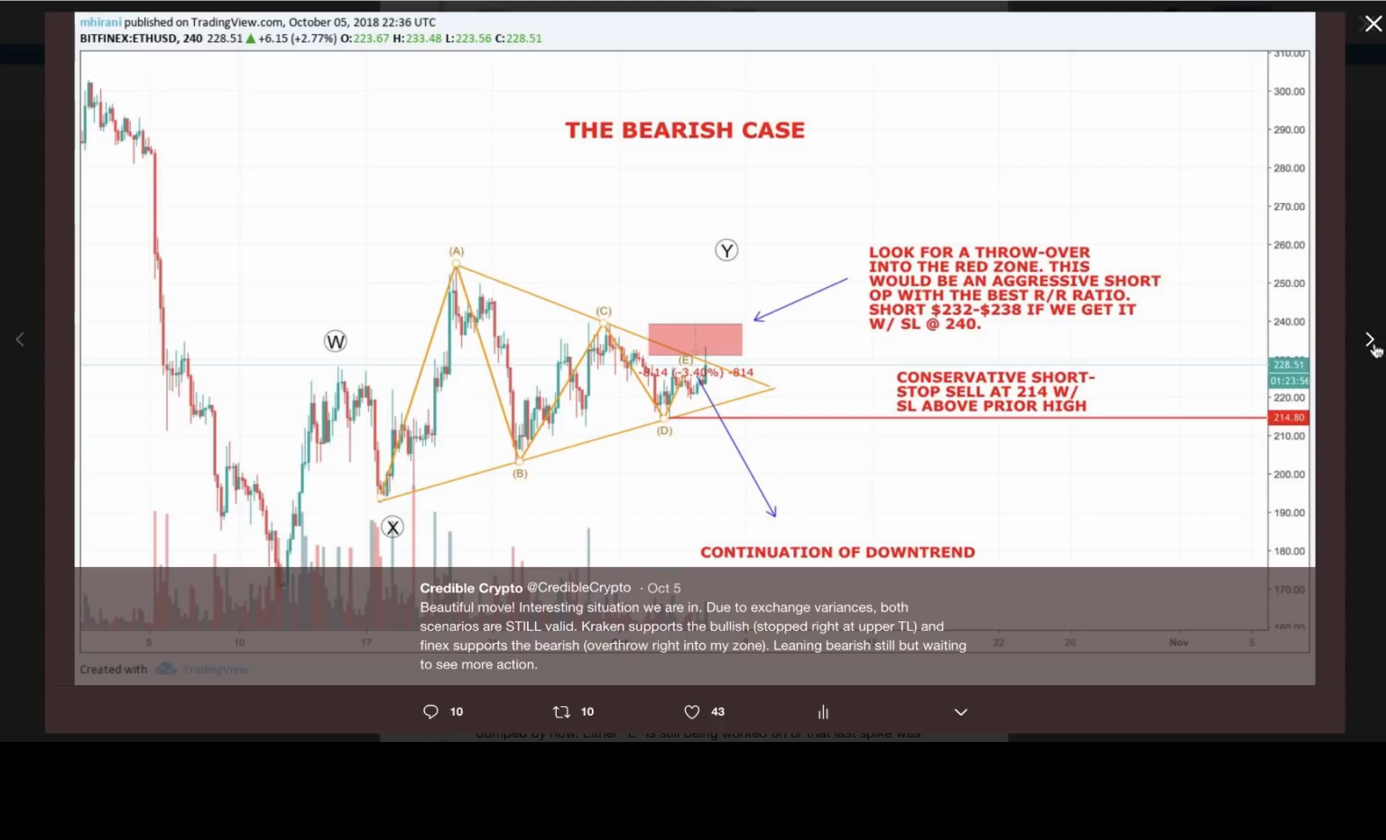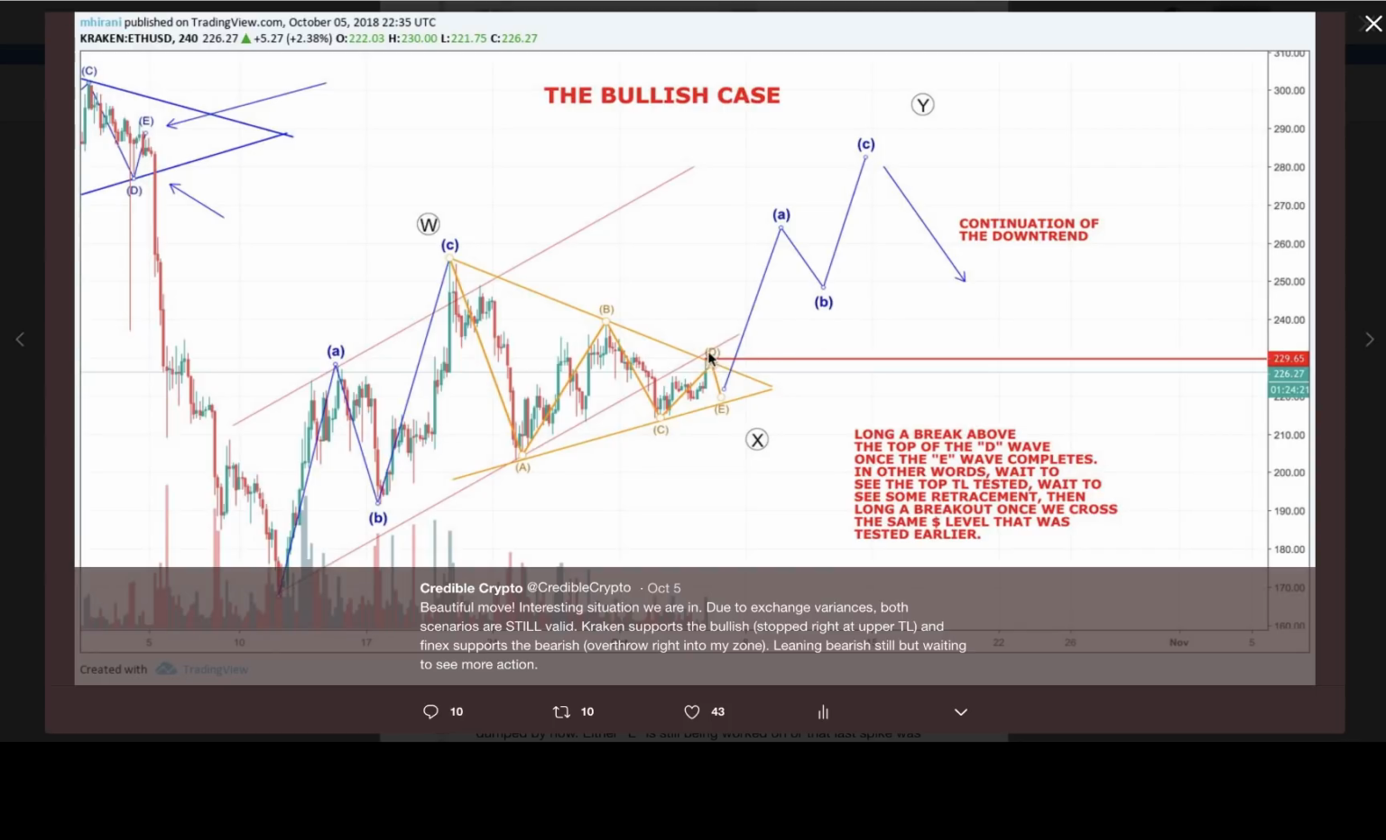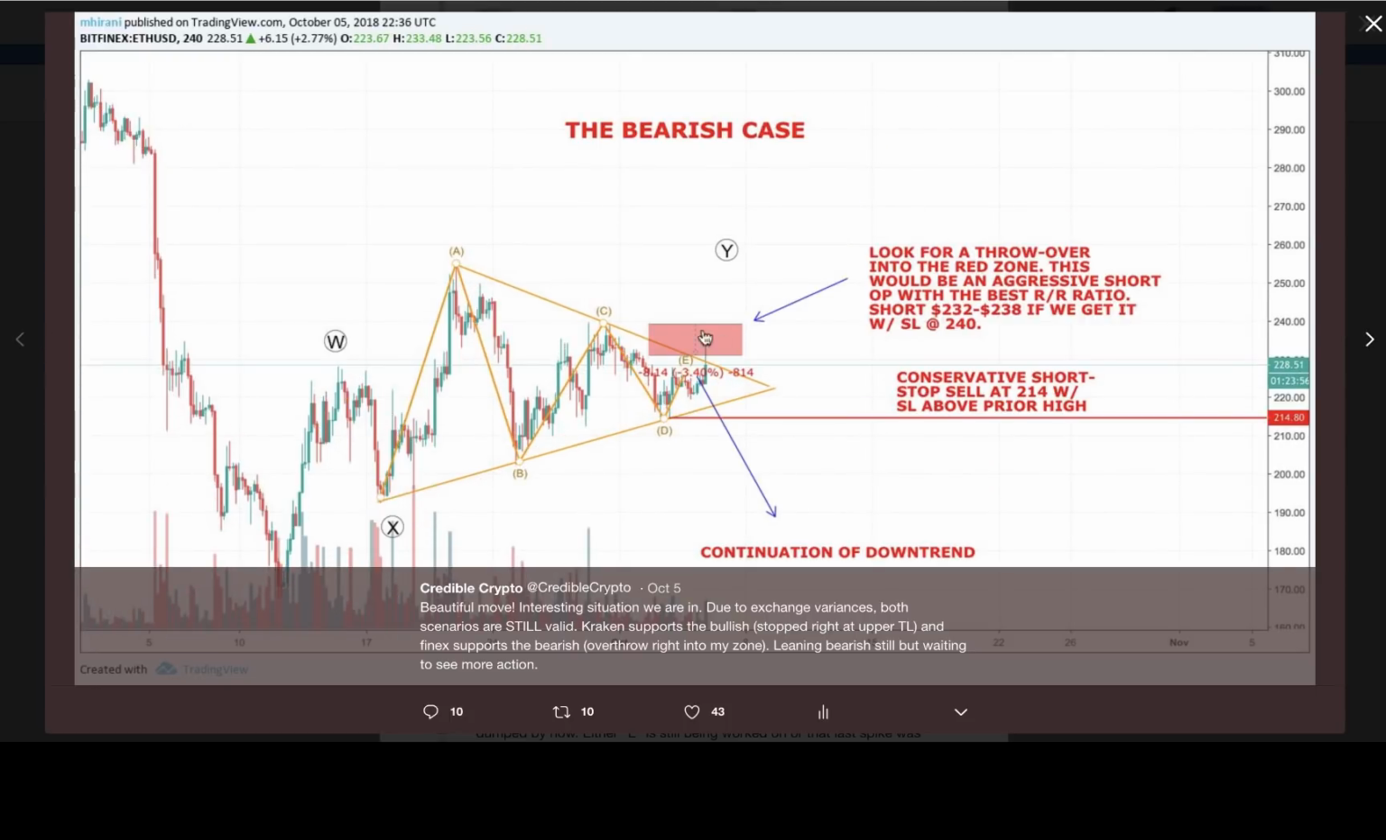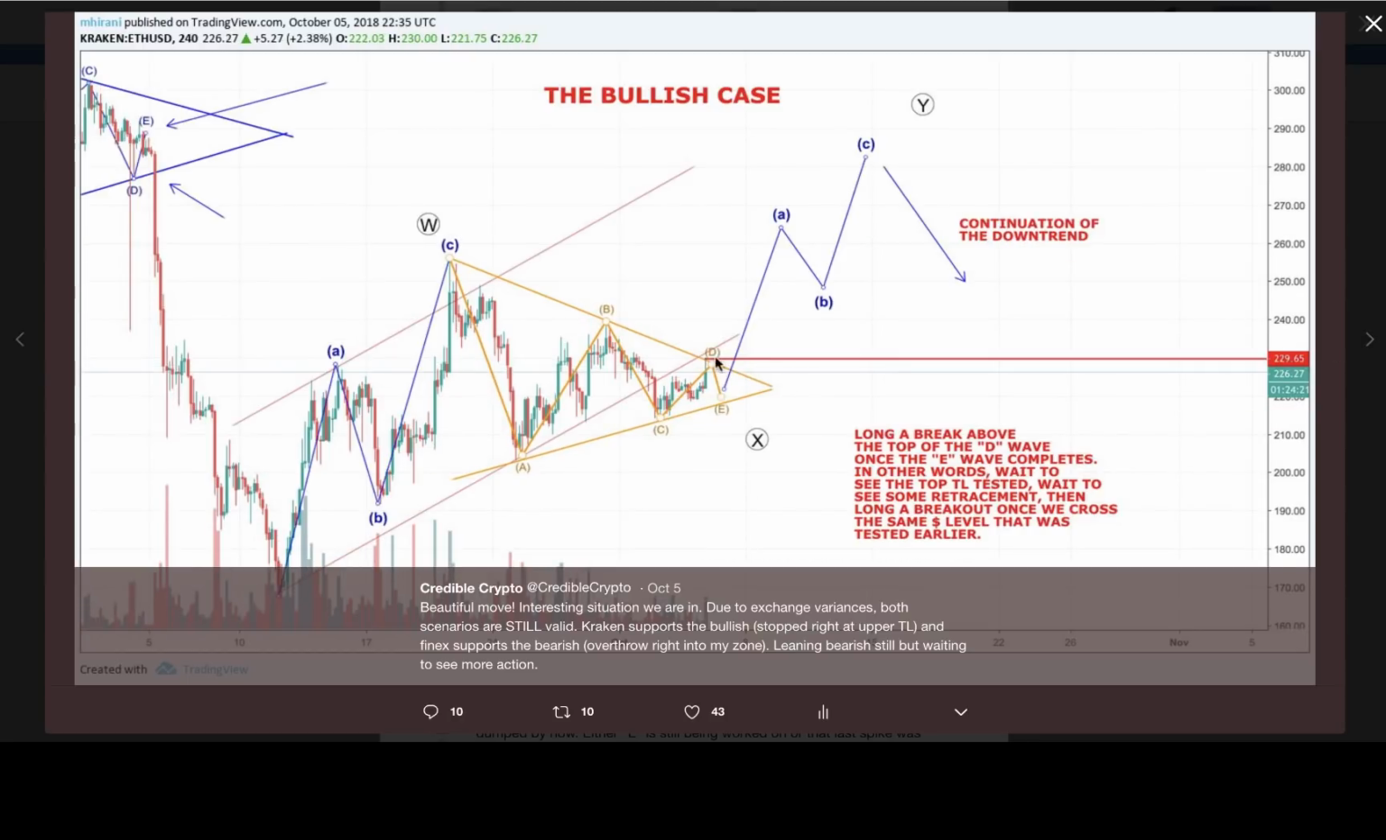However, if we look at the Kraken exchange, this is where things get a little tricky. If we look at the Kraken exchange, we never actually overthrew. So on Kraken, we hit the top trend line. These were again drawn at the same point in time. On Kraken, we hit the top trend line. On Bitfinex, we overthrew. So because on Kraken we didn't overthrow, it made me a little bit cautious.